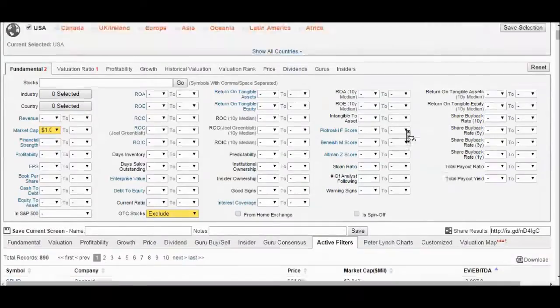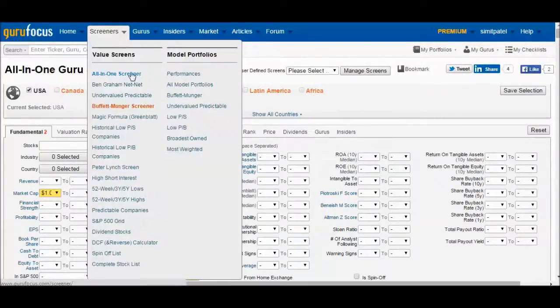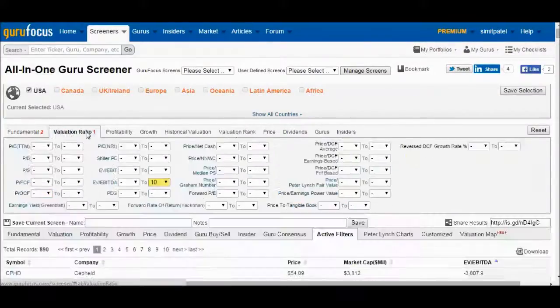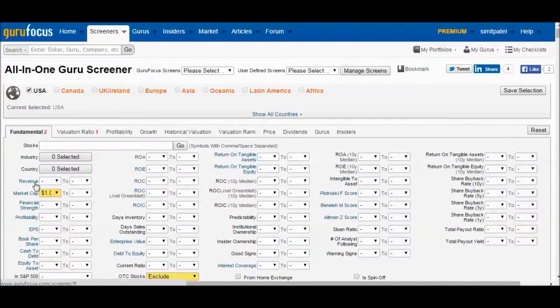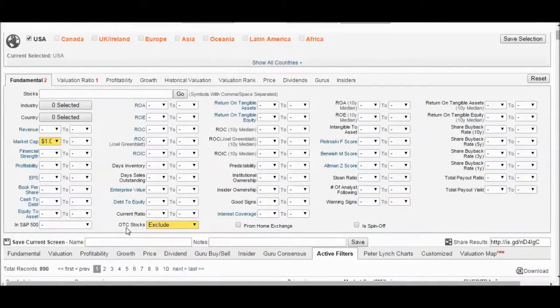Here's a sample screen I have up, in the all in one screener. I went to valuation ratio and said, show me all the EV EBITDA stocks that are under 10. Then I went to the fundamental tab. I set a market cap of at least $1 billion, and I excluded OTC stocks. So these are companies of a reasonable size, which suggests a little more price stability. You can make the market cap even higher if you want. Exclude OTC stocks, make it exchange-traded stocks only.